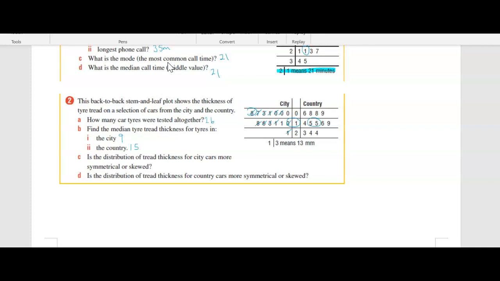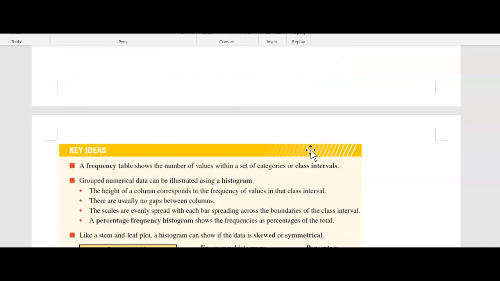Is the distribution of tread thickness for city cars more symmetrical or skewed? So we're looking at city cars. Oh, that's definitely skewed. So see how the peak is at the end. So it's going to be skewed. I might just highlight that, save me writing it. Is the distribution of tread thickness of the country symmetrical or skewed? It's pretty symmetrical. Probably not enough data, so it's going to be symmetrical. All right, let's move on.